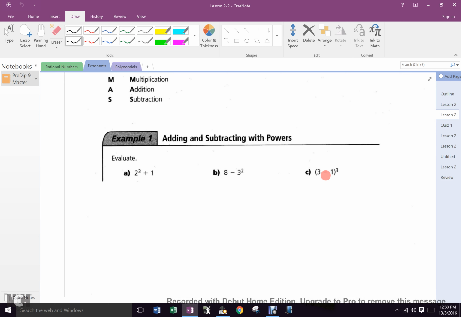So, what is this? 2 times 2 times 2 plus 1. 8 plus 1, 9. What's this one? 8 minus 9, which is negative 1. Now, what's this one? 8, because that is 2 cubed, which is 8. Because I asked you to evaluate, yes? So we still follow the rules.